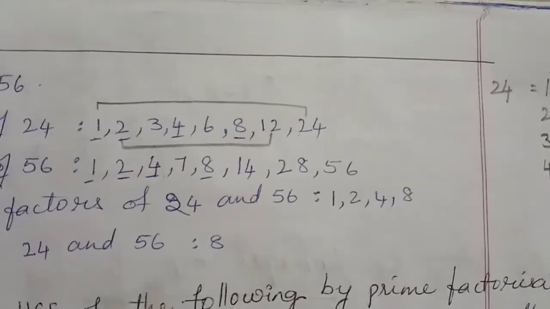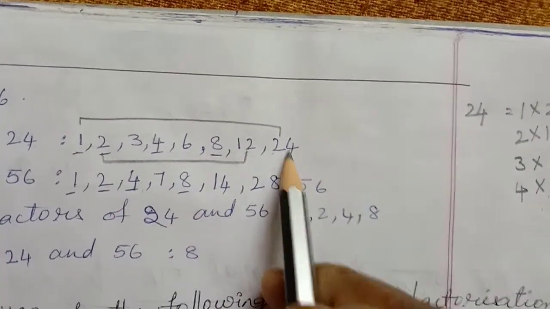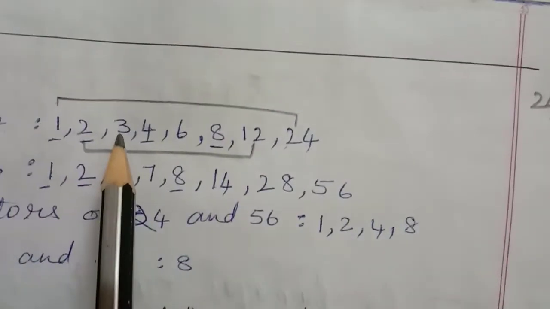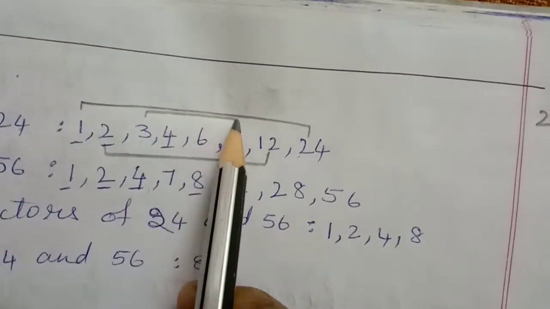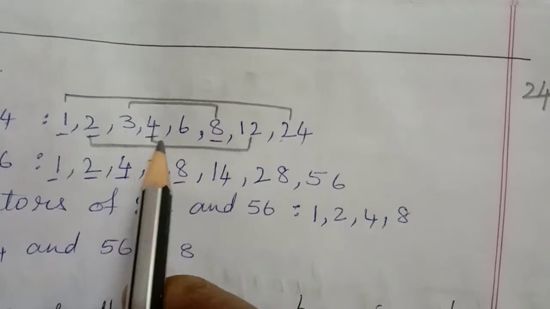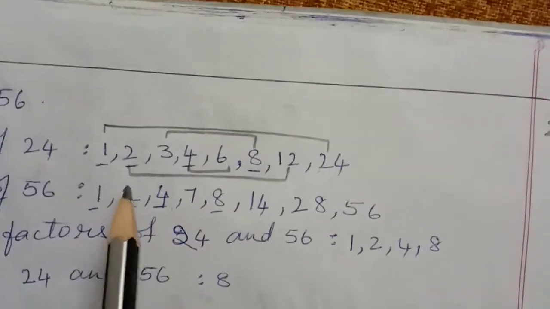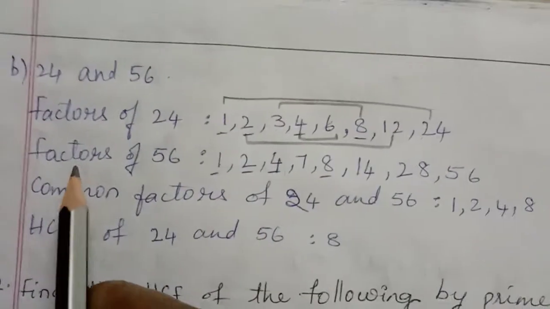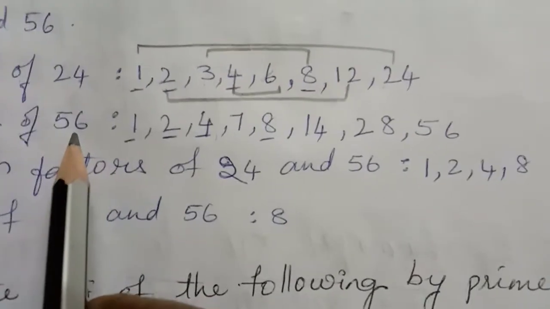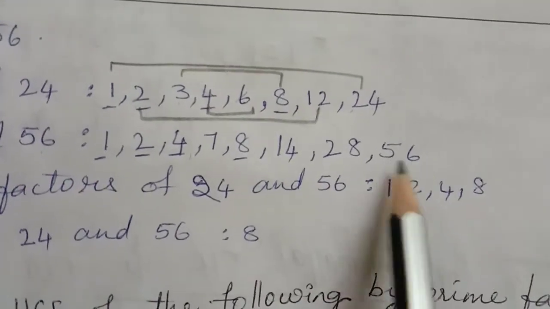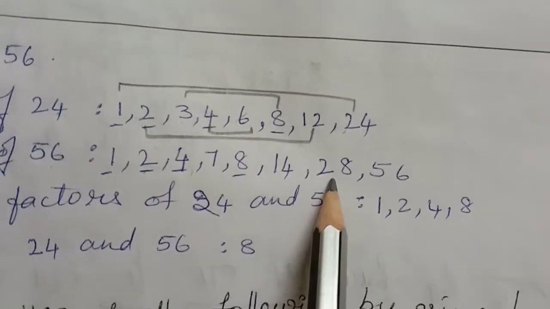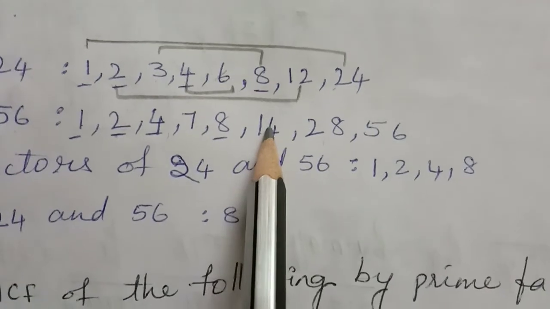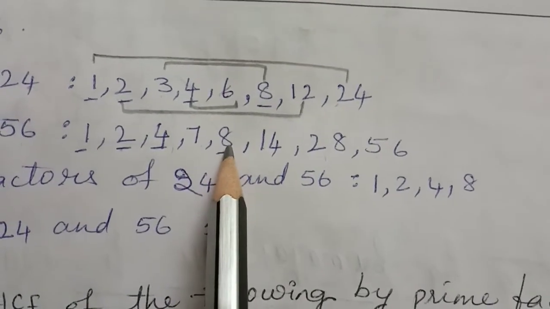Okay, children. So 1 into 24, 2 into 12, 3 into 8, 4 into 6. Have you understood, children? I have written directly. Okay. And factors of 56 is also the same like that. So 1 into 56, 2 into 28. Okay. 4 into 14, 7 into 8.